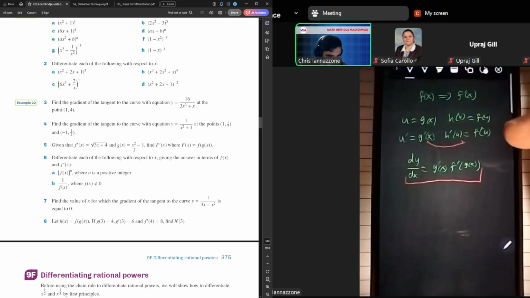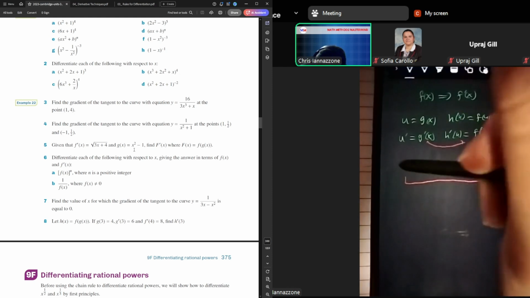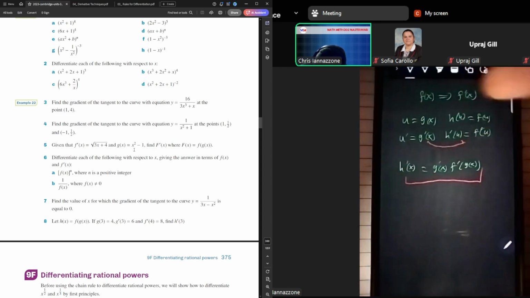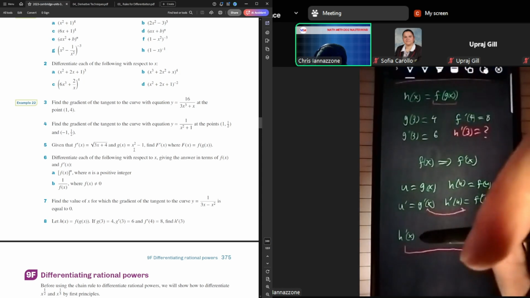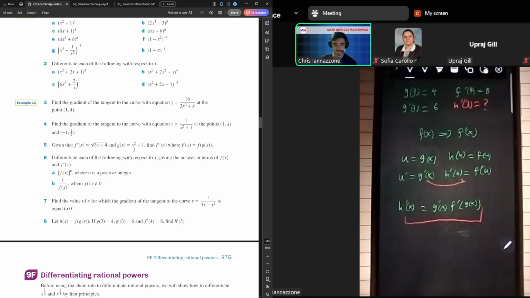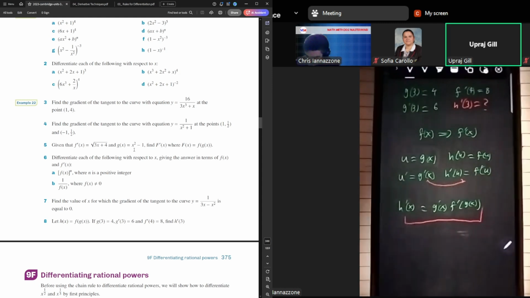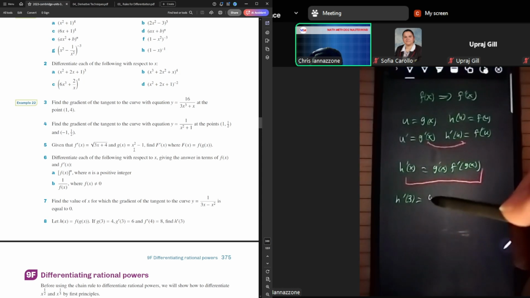But that's not quite what we're after. Probably shouldn't have called that dy on dx. That should have been called h dash of x. That was the original name of the function, h. We don't want h dash of x though, we want h dash of 3. What might we do? Sub in 3 everywhere you see x. Sure thing. h dash of 3 is equal to g dash of 3, f dash of g of 3.